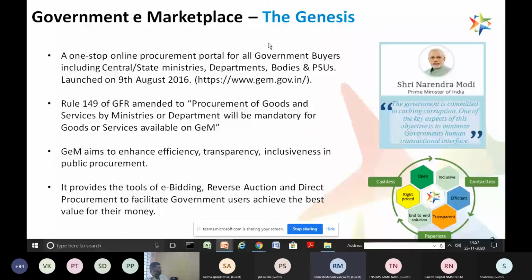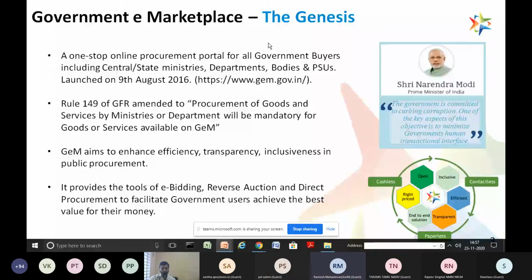I hope all of you have gone on Amazon or Flipkart. Recently, you have had a lot of offers on those portals. The basic difference is that on Amazon or Flipkart, anybody can buy and anybody can sell. Whereas on GeM, the buyers would definitely be government buyers. When I say government buyers, as I already indicated, it includes central, state, PSUs, local bodies and constitutional bodies.